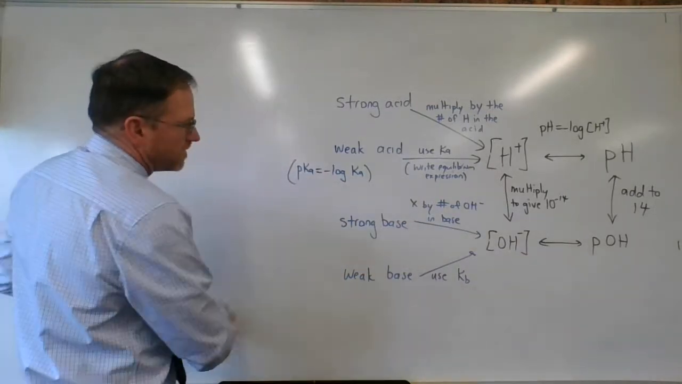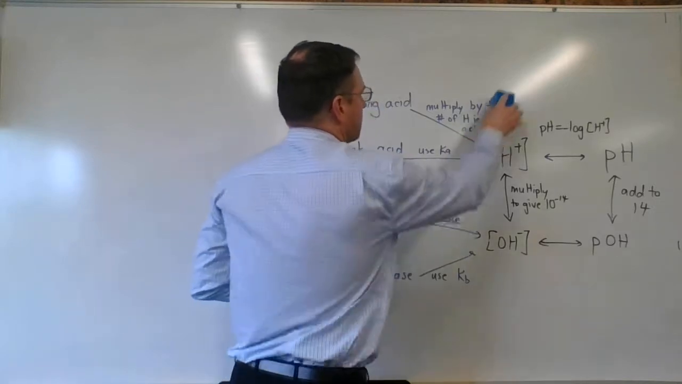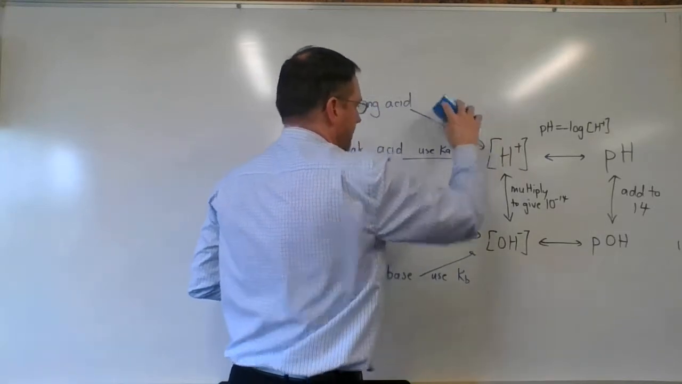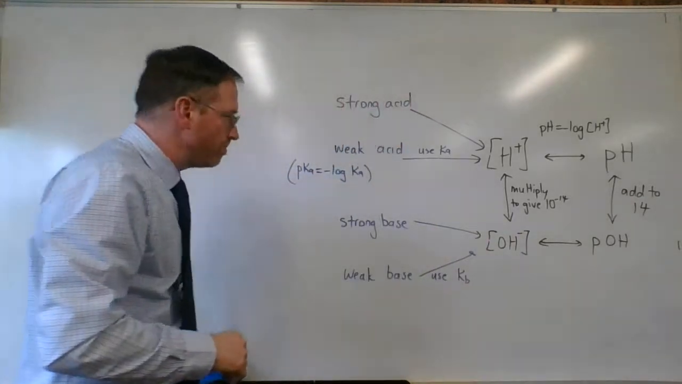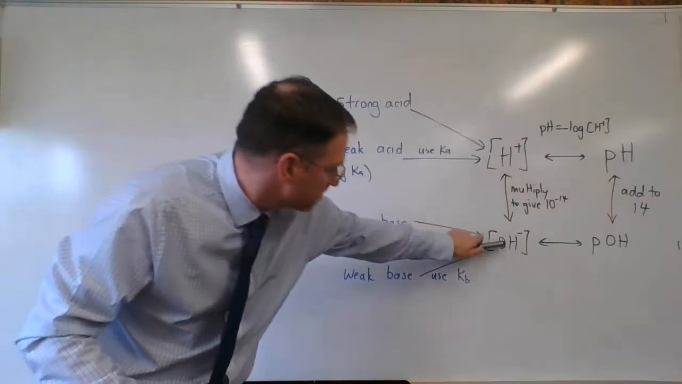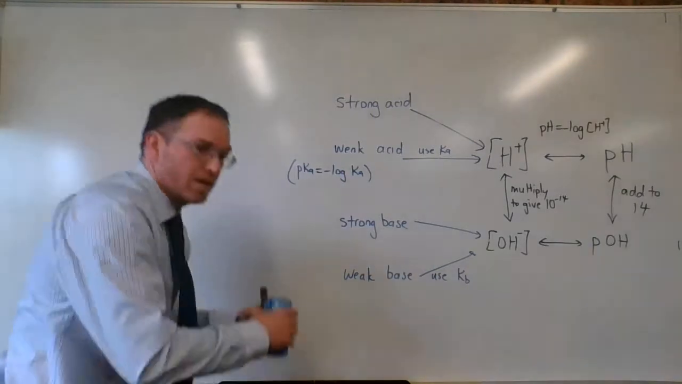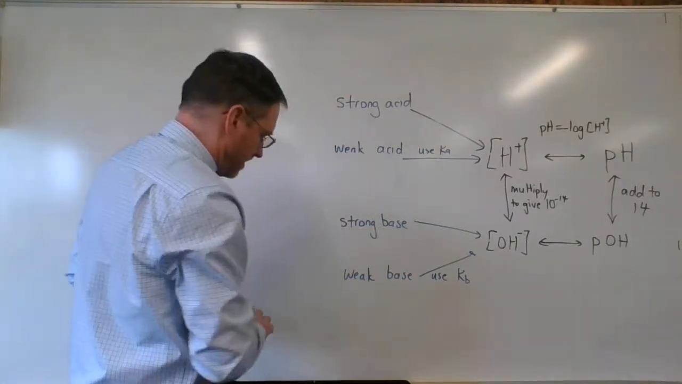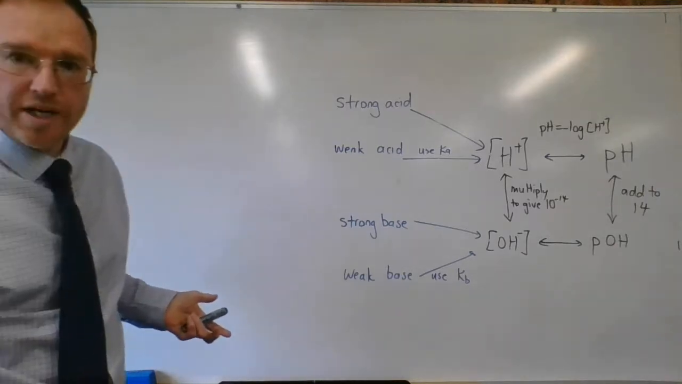I'm going to simplify this a little bit by rubbing out that, and that, and that. Right, so let's assume we know how to go from a strong acid to a concentration of hydrogen ions, or a strong base to this. We know for a weak acid and a weak base what to do. Let's rub out that just to simplify the diagram.